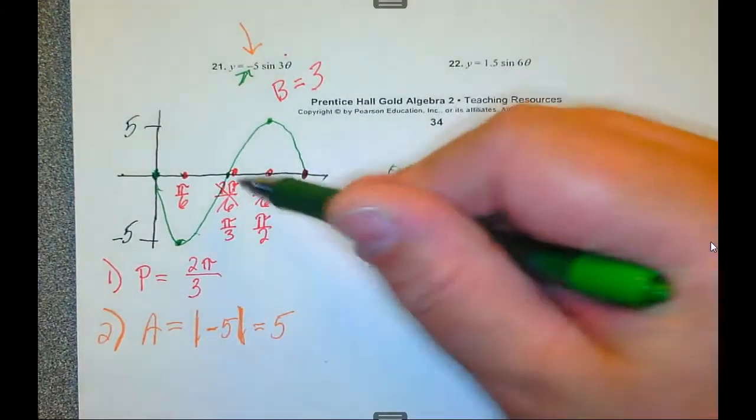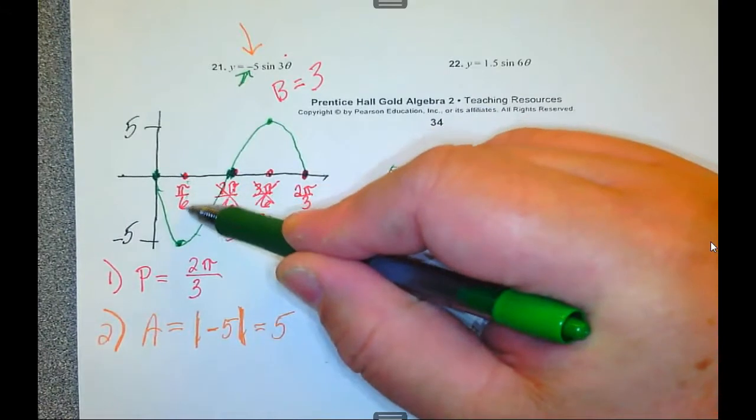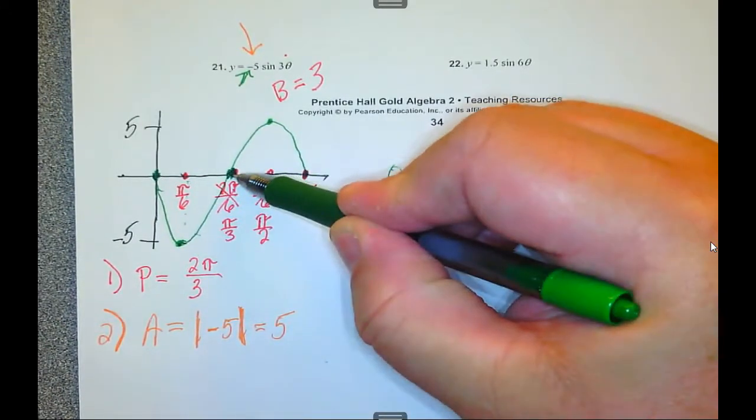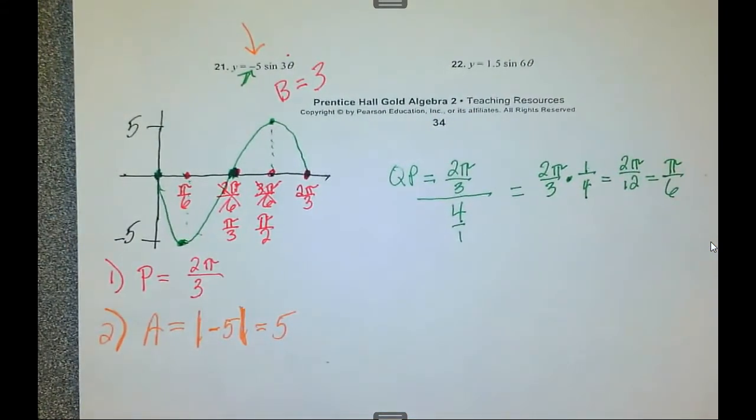Well, you do have to go at every dot. This dot is our min. This dot is 0. This dot is our max. So you are hitting every dot.